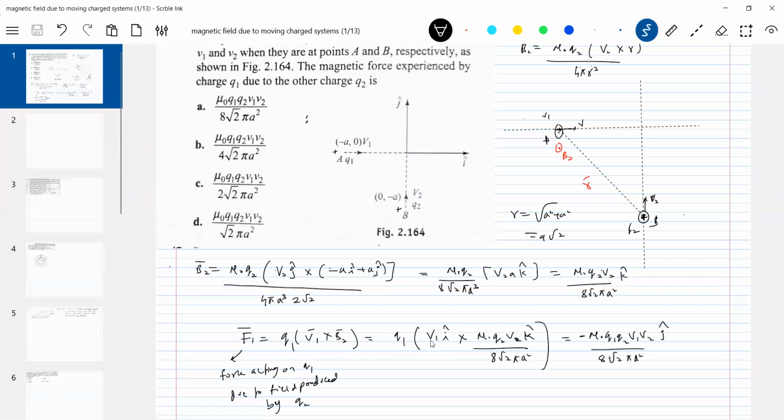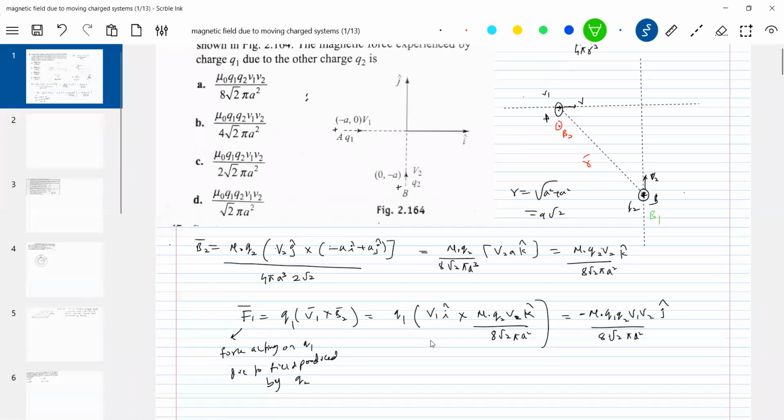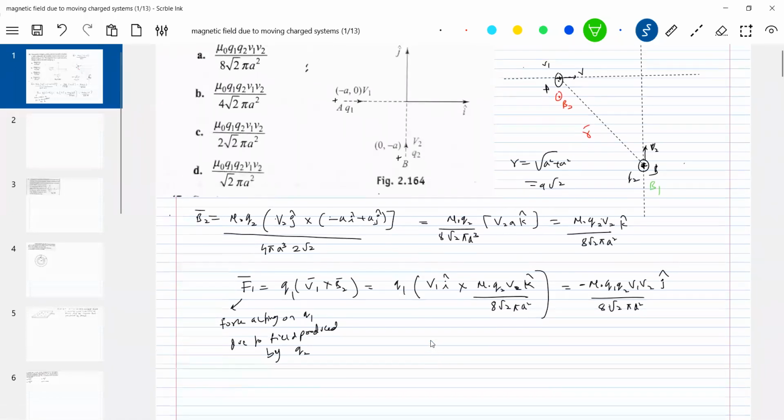Will the second charged particle also experience this much force only? First we'll calculate the field at its location. B1 is the field produced by charged particle 1 at the location of the second charged particle. Again apply the formula to get B1, then you can write Q2 V2 bar cross B1. Let me call that F2. Let me work it out.